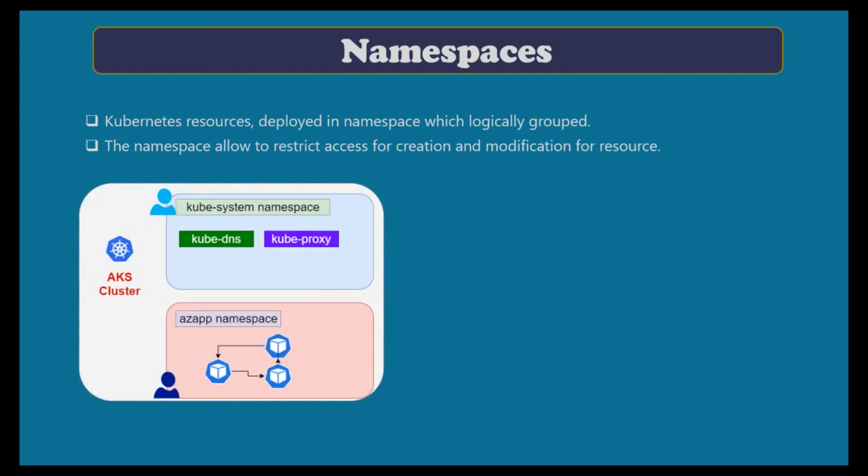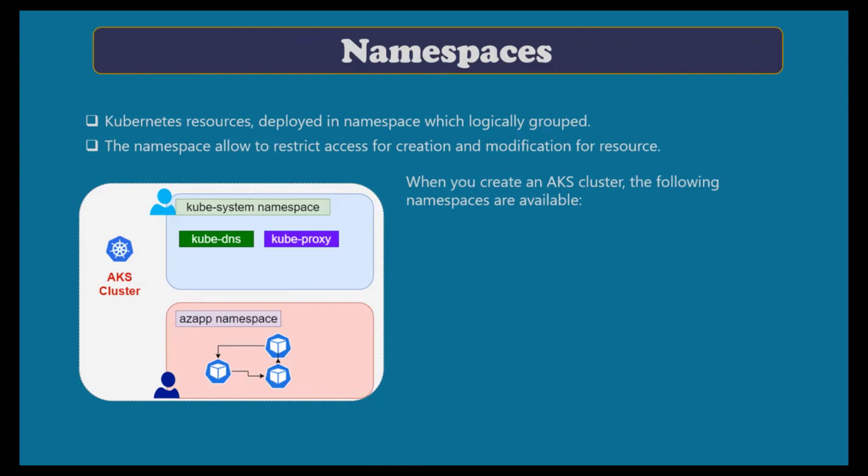If you see in this snap, you will understand: this is my AKS cluster, and I have two namespaces. One is the AZApp namespace, which is used by my application team, and this is the kube-system namespace. This is the system namespace used by the Kubernetes administrator. So these are the two namespaces. Instead of giving all rights on our cluster, we can provide rights only on our namespaces.